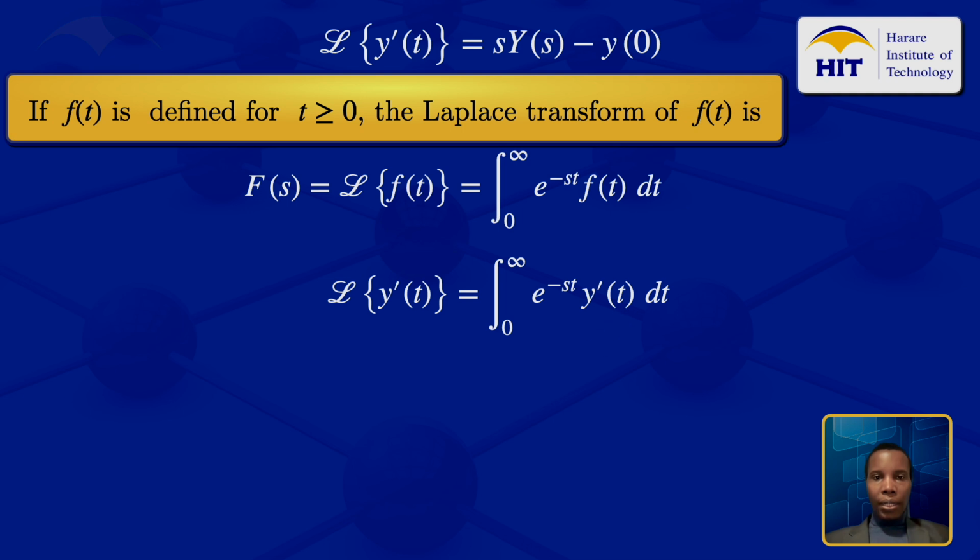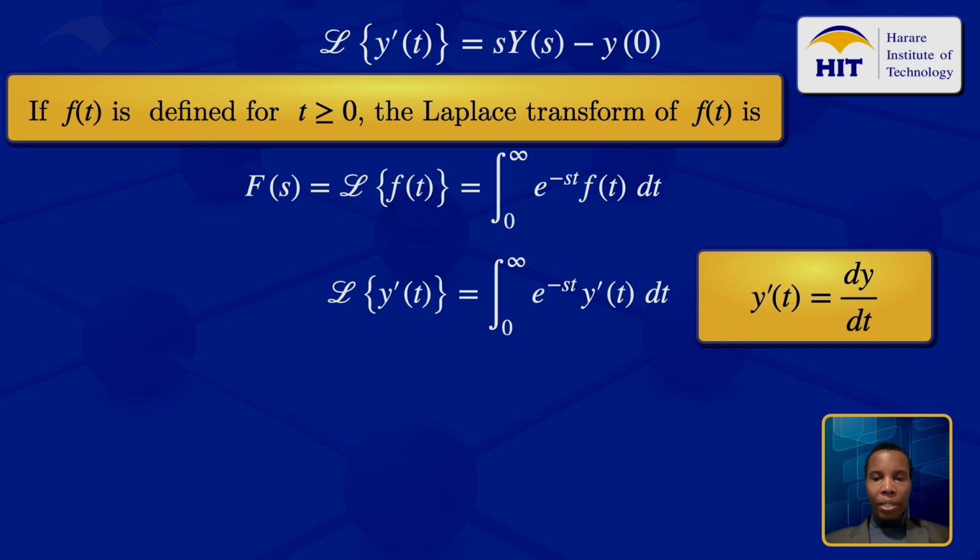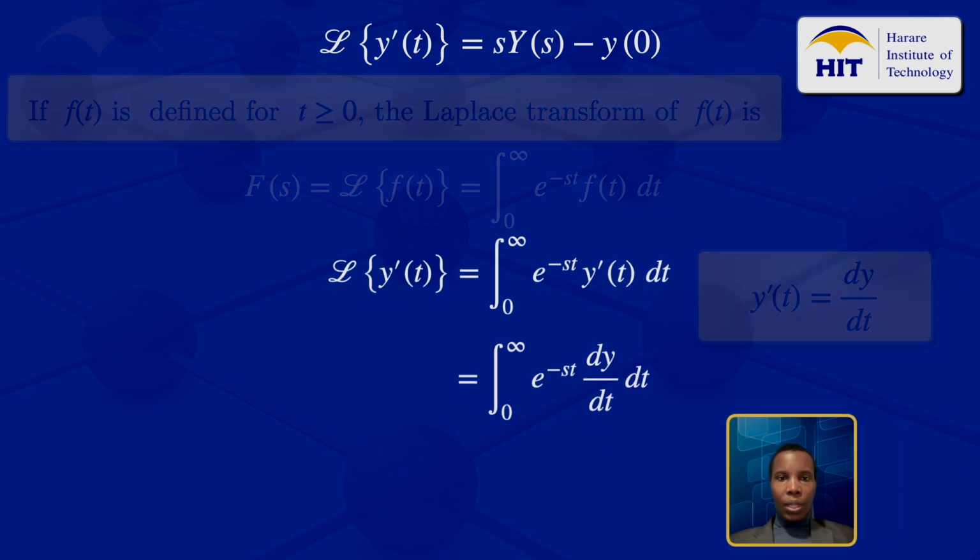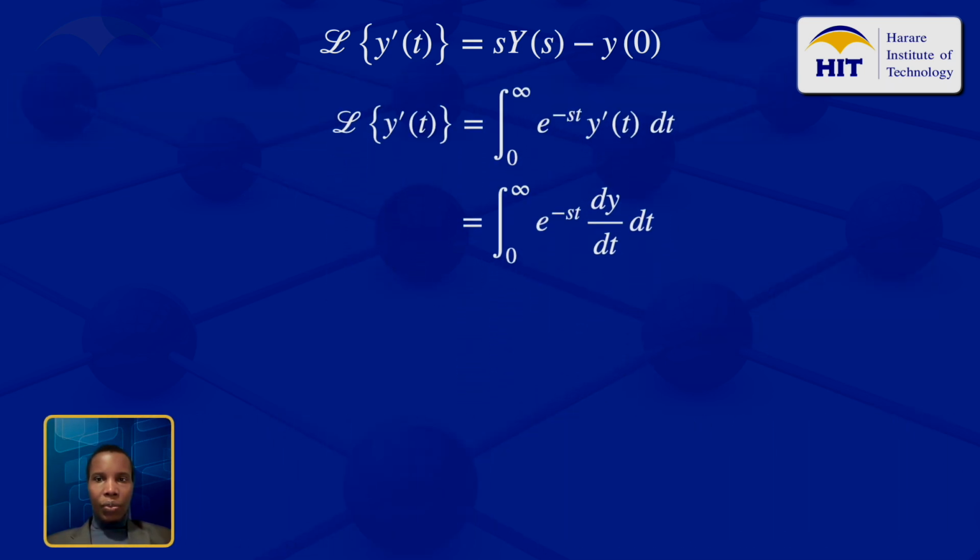But we can rewrite that y prime, that's the derivative of y. So we write y prime as the derivative of y with respect to t, so that our expression becomes the integral from 0 to infinity of e to the minus st multiplied by the derivative of y with respect to t. So that's the expression that we have.